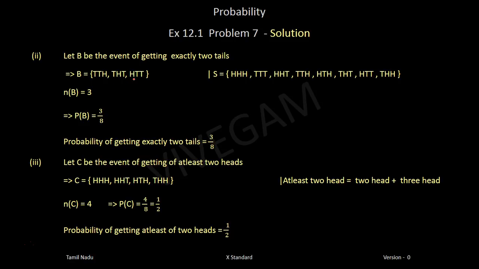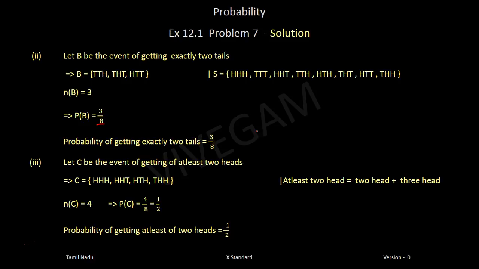So how many cases are there? 3 cases. So n of B is 3. So probability of B is 3 by 8. So probability of getting exactly 2 tails is 3 by 8. Now let's see the event of getting at least 2 heads. Okay. So at least 2 heads. So at least 2 heads means 2 heads or 3 heads.